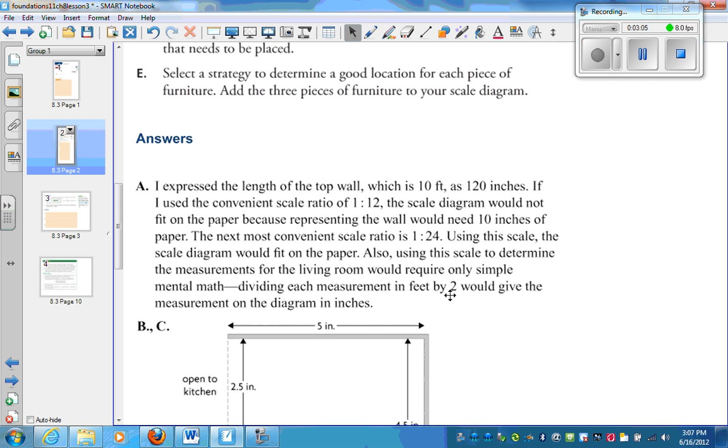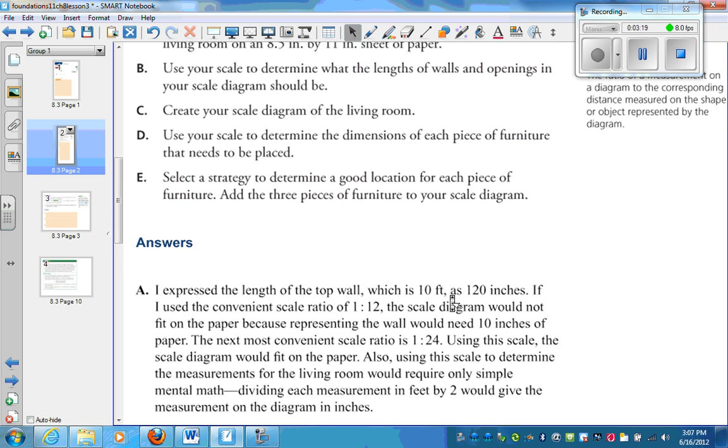Okay, so this is something where you would actually have to get out your ruler and draw this. And that's the neat thing about scale diagrams. It's not guessing. You're actually going to draw it. So if you choose a scale factor that is too big or too small, you're going to see it because you're drawing it out. Okay.